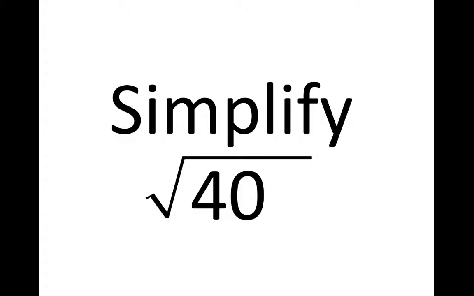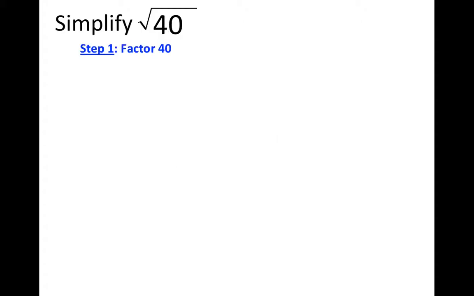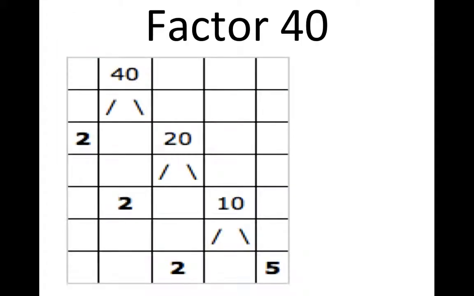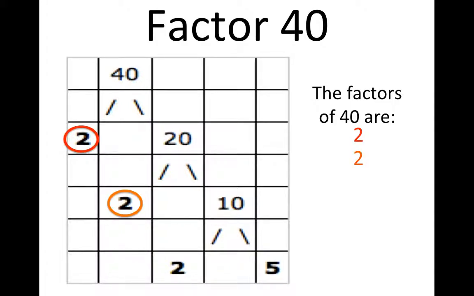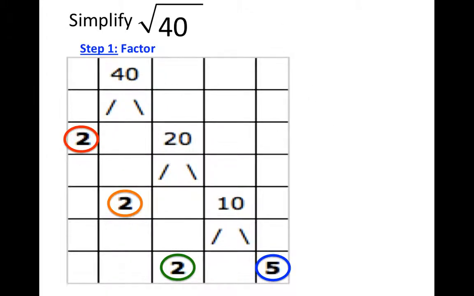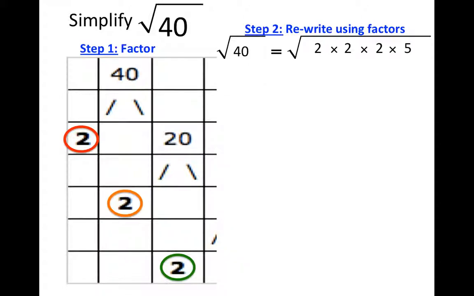So now let's go through the process by which you can simplify. Let's do some example problems. If we have to simplify root 40, the first step is we need to factor whatever number we're talking about. So let's factor root 40. I see that that's 2 times 2 times 2 times 5. Now when we factor it, we rewrite that root using our factors. So root 40 equals root 2 times 2 times 2 times 5.